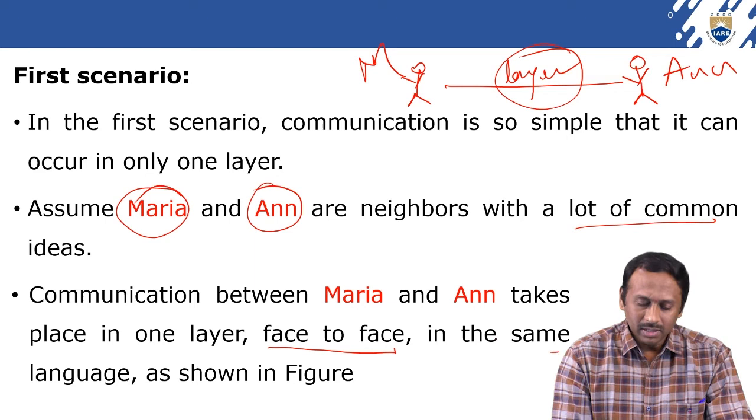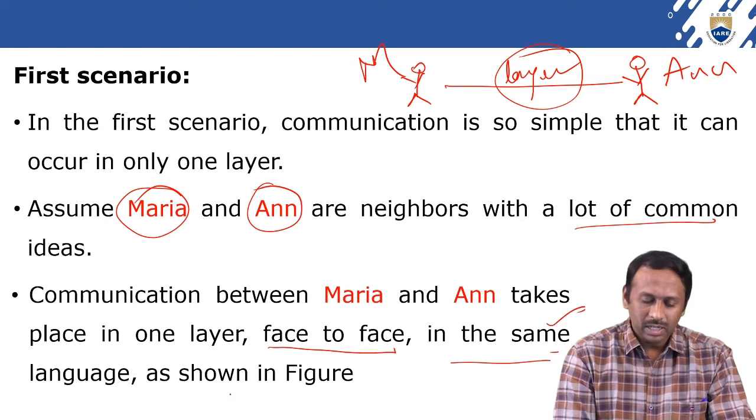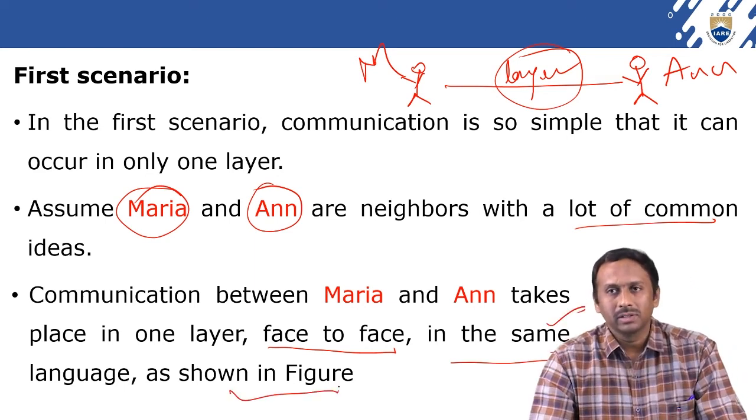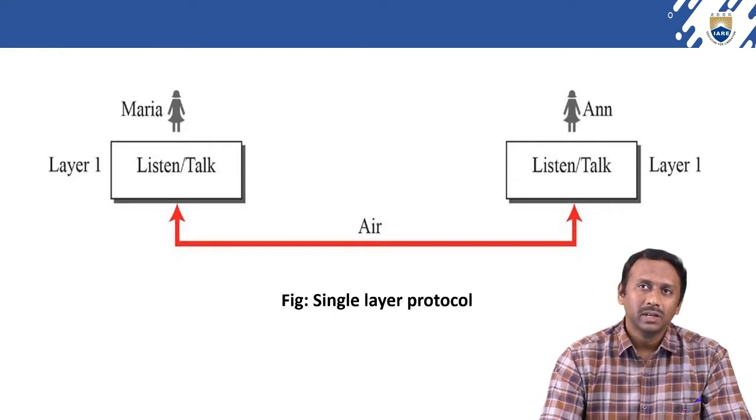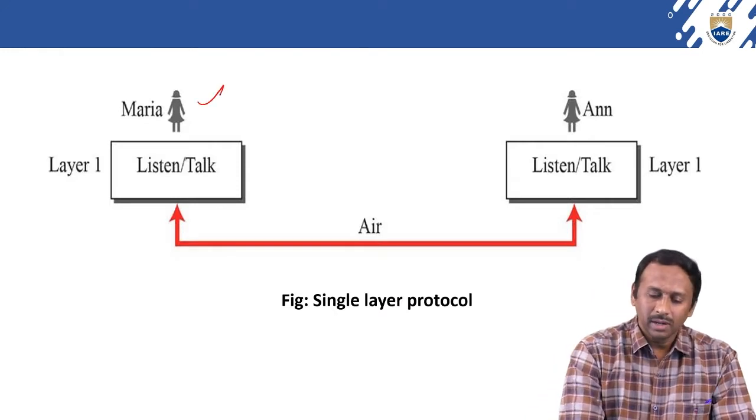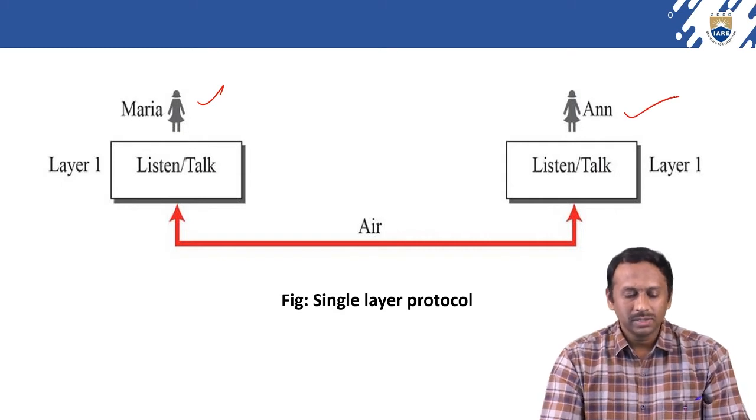Okay, that is in the same language as shown in the below figure. I'll show you like this. So this is Maria and this is Anne. So this is layer 1.